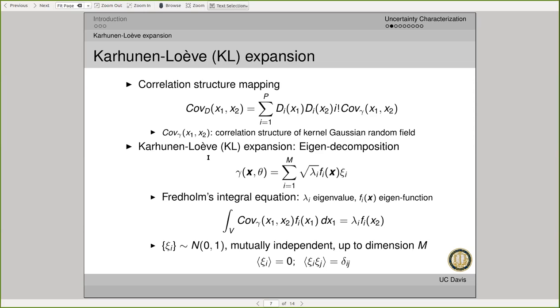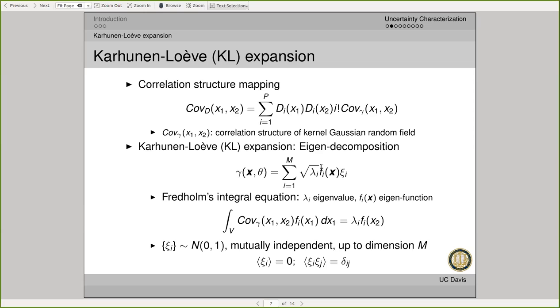And then we can do a Karhunen-Loève expansion for such a kernel Gaussian random field. Essentially, it is an eigen decomposition, which says that the underlying Gaussian random field can be represented by this KL expansion, where this lambda i and phi i are the deterministic eigenvalue and eigenfunction of this kernel Gaussian correlation structure, and that this eigenvalue and eigenfunction will meet this Fredholm's integral equation of the second type.